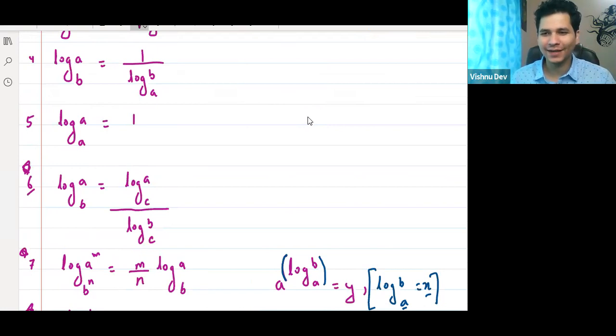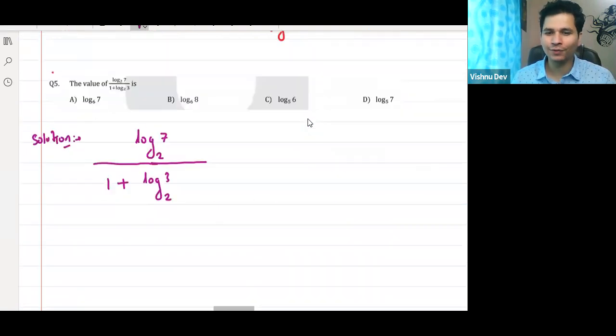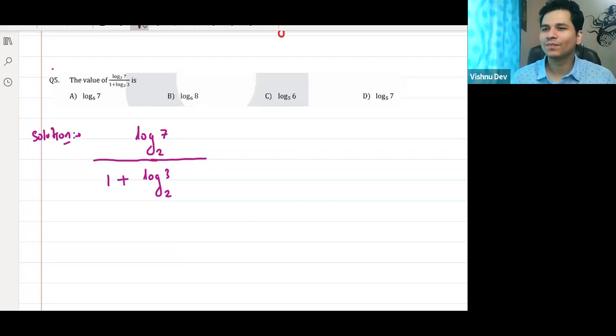Tell me, can you see property 5? Yes or no? Now we can do log 2 base 2. Very good. Who said this? Shivansh. Very good, Shivansh.